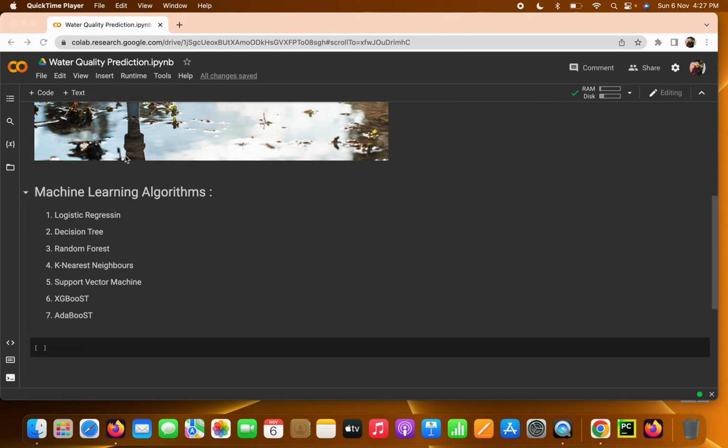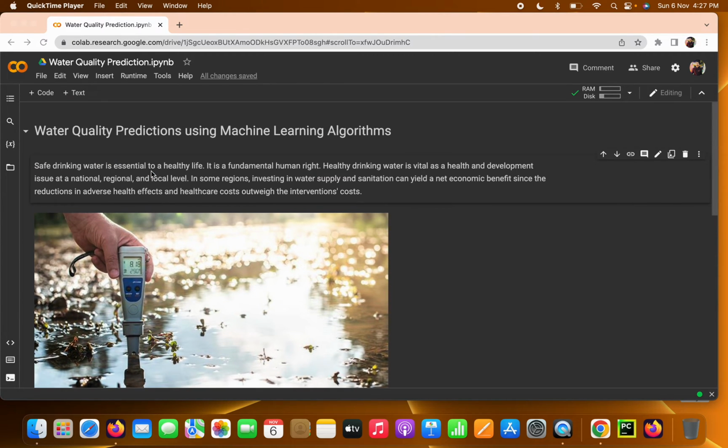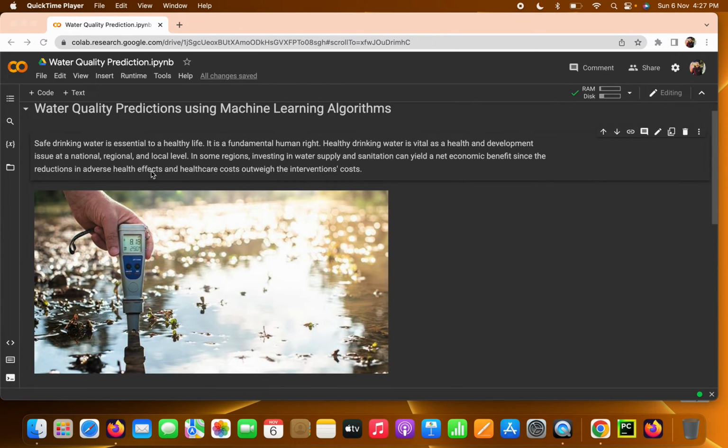So these are basically the seven machine learning algorithms we are going to see in much detail. Using these seven machine learning algorithms, we will be able to predict whether a particular water is safe, whether we can drink that water, and how we can train our model, because we will have some data set.